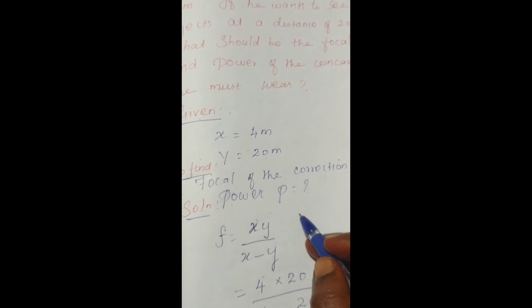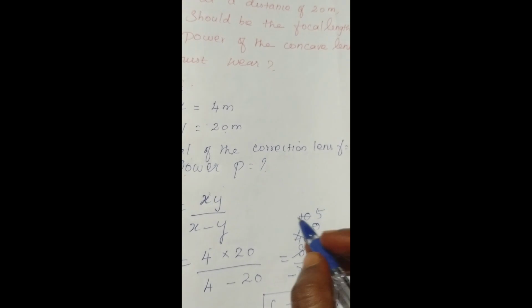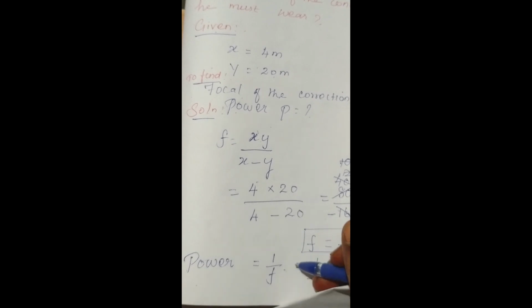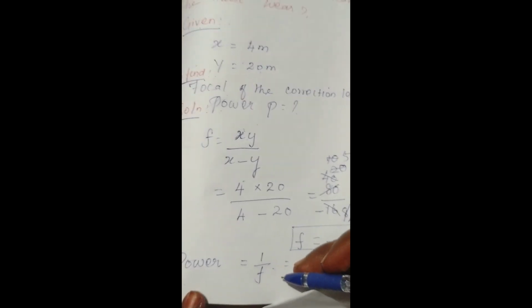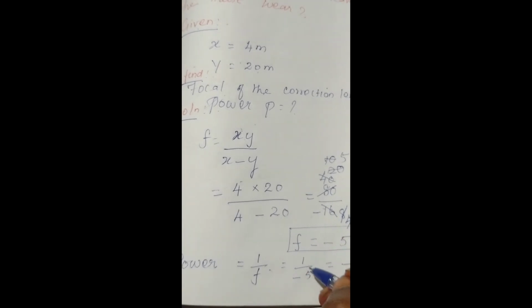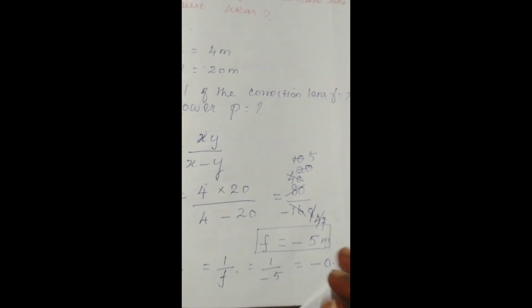Now tell me, what's the formula for the power of the lens? Yes, power P is equal to 1 by f. The reciprocal of focal length is called the power of the lens. The f value we just found is minus 5. Just substitute here: 1 divided by minus 5.